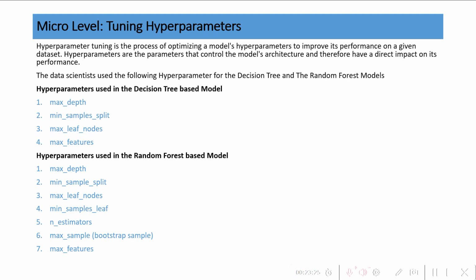For the decision tree based model, the hyperparameters were max depth, min sample split, max leaf nodes, and max features. The hyperparameters for the random forest based model were max depth, min sample split, max leaf nodes, min sample leaf, n estimators, max samples, and max features.